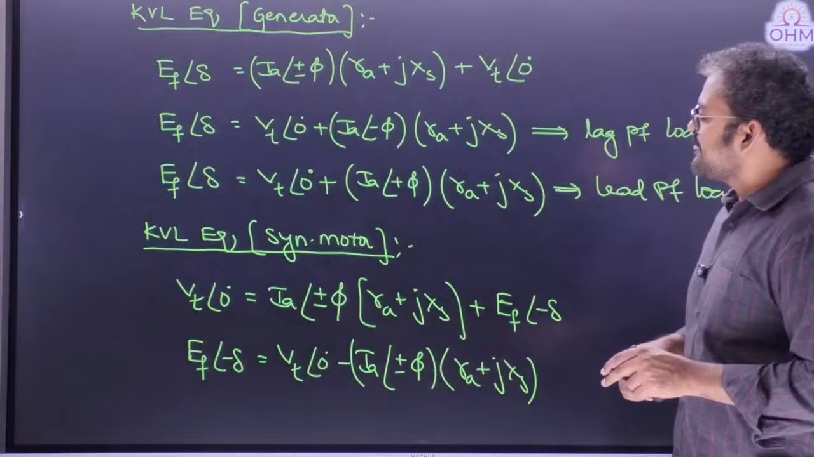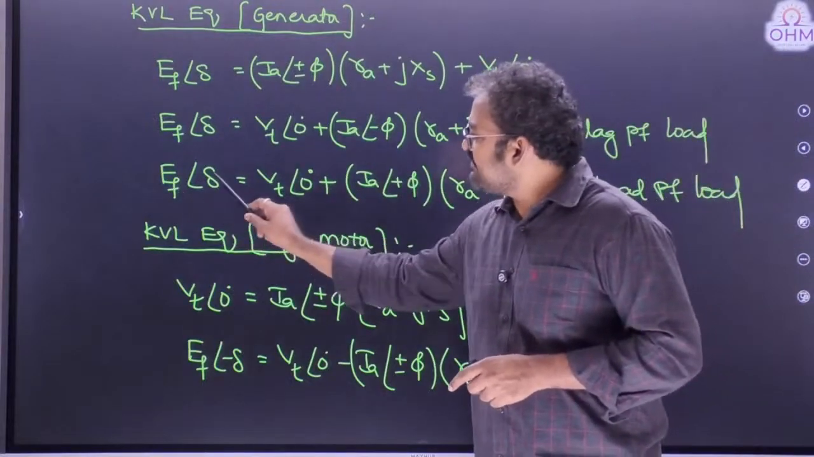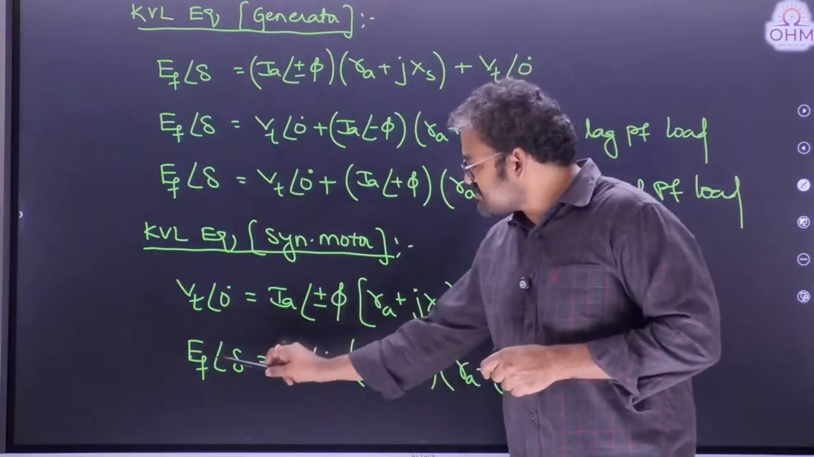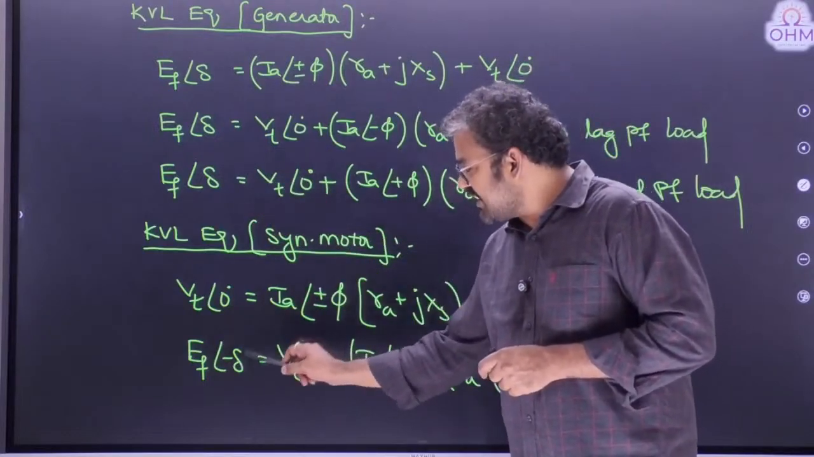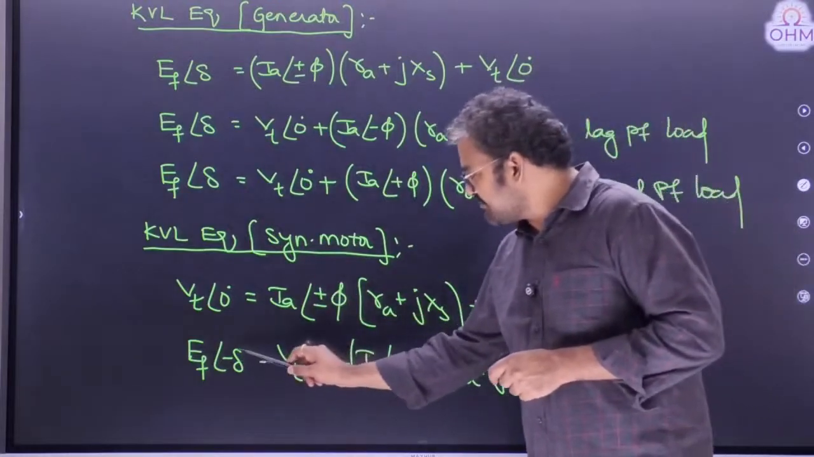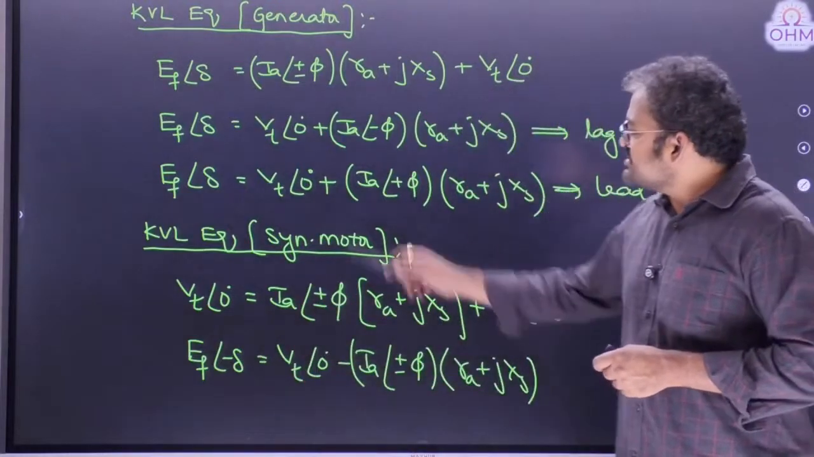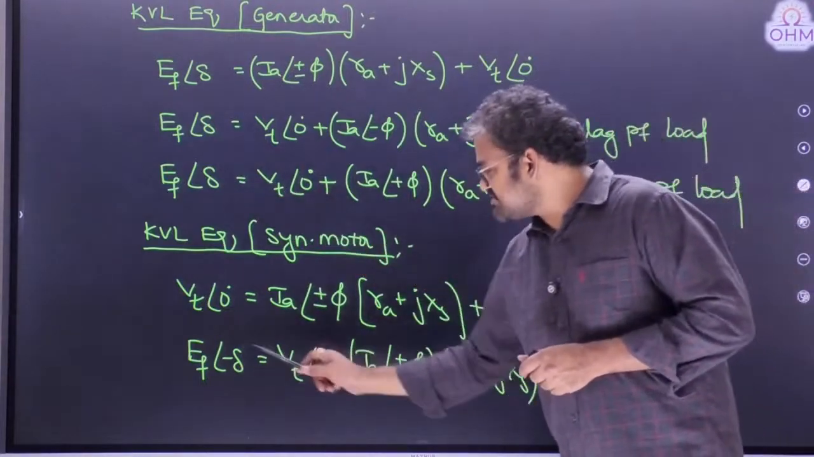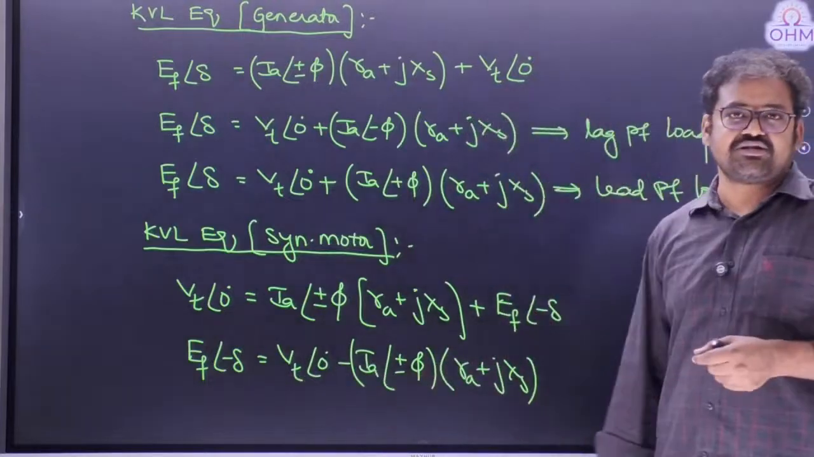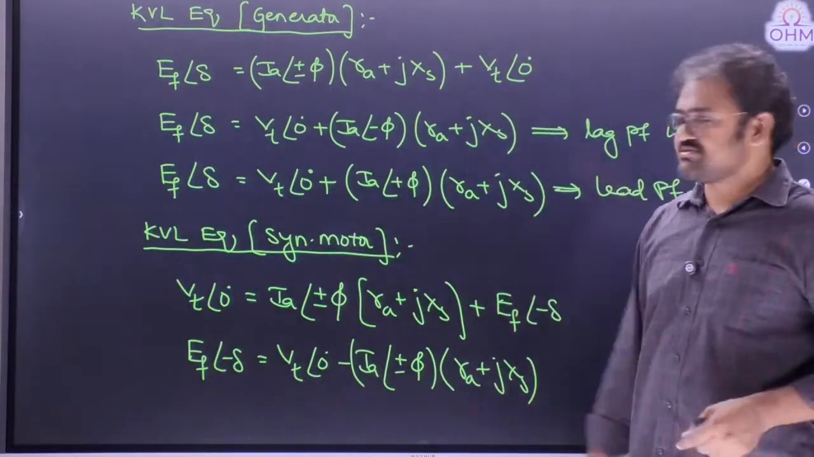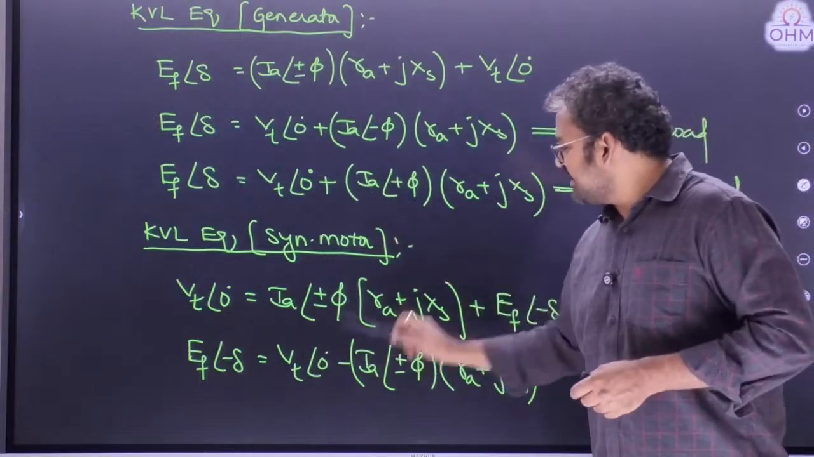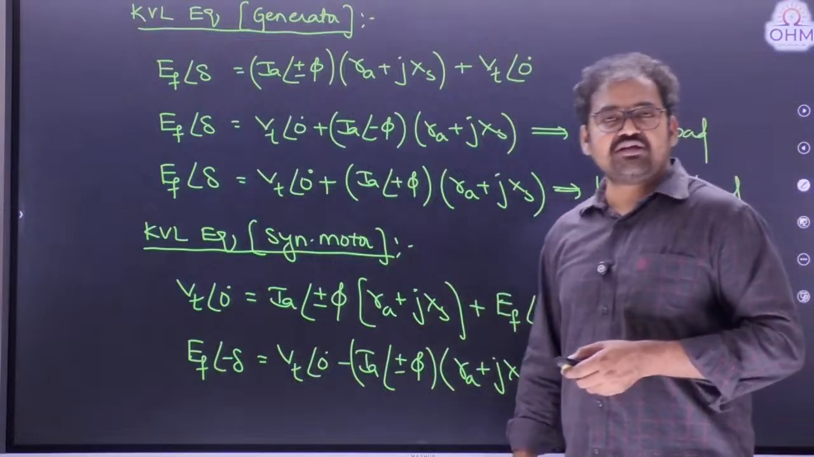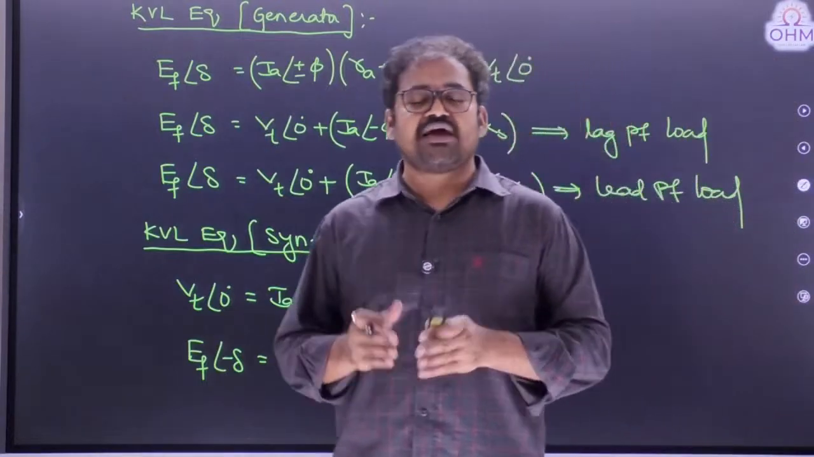See, the difference is, in case of a generator, EF is at an angle plus delta, the induced EMF is leading the terminal voltage. In case of a motor, the induced EMF is lagging the terminal voltage, so this is at an angle minus delta. And in a generator, EF is equal to VT plus the drop. In a motor, EF is equal to VT minus the drop. Understand? Because the current direction reverses, the positive current becomes negative current. Clear?